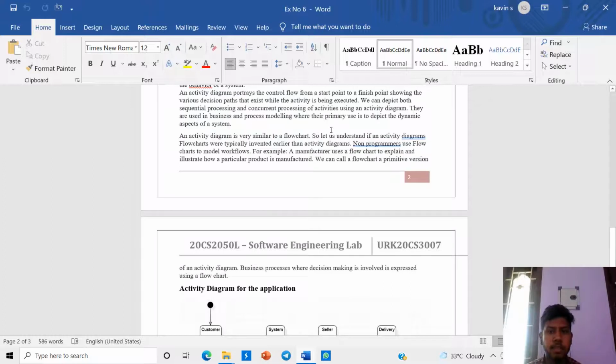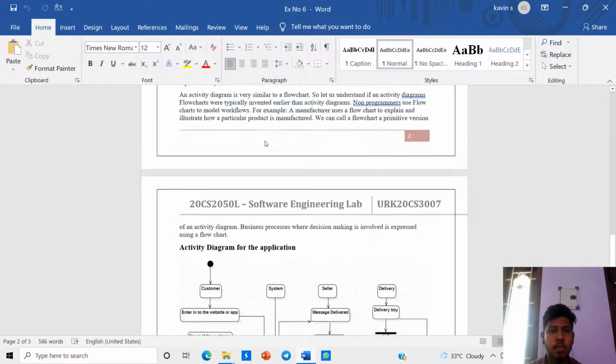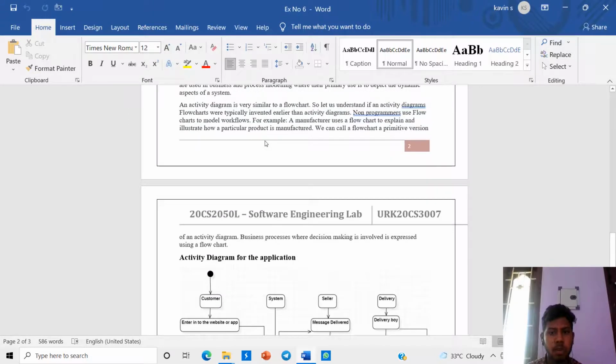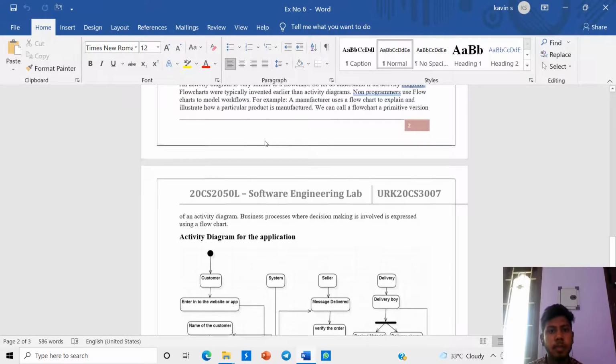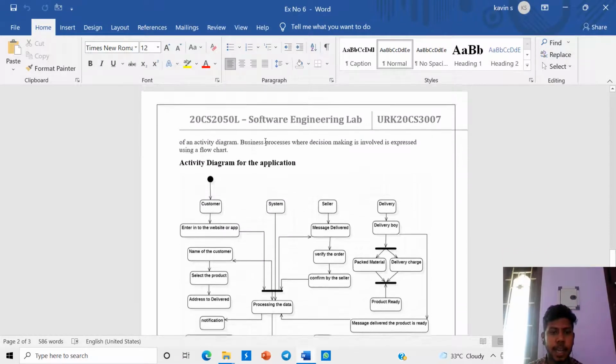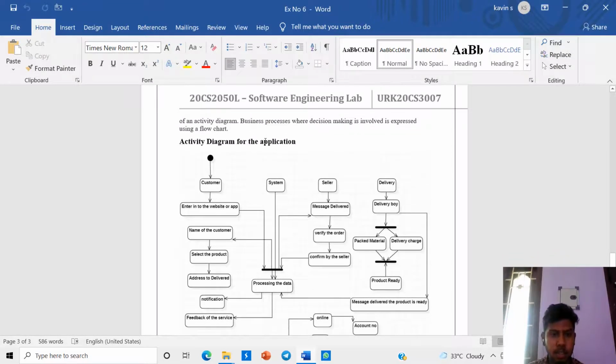Let us understand: flowcharts were typically invented earlier than activity diagrams. Non-programmers use flowcharts to model workflows. For example, a manufacturer uses a flowchart to illustrate how a particular product is manufactured. We can see the flowchart as a primitive version of an activity diagram. Business processes where decision making is involved are expressed using the flowchart.